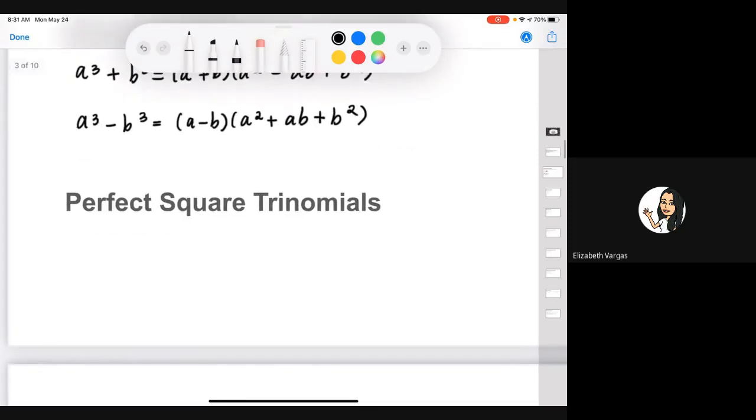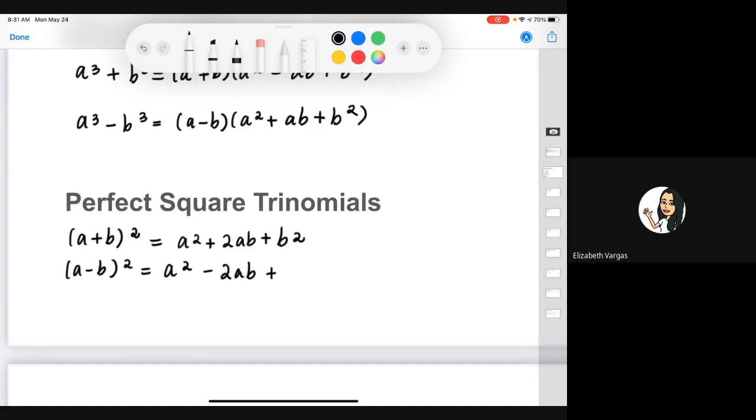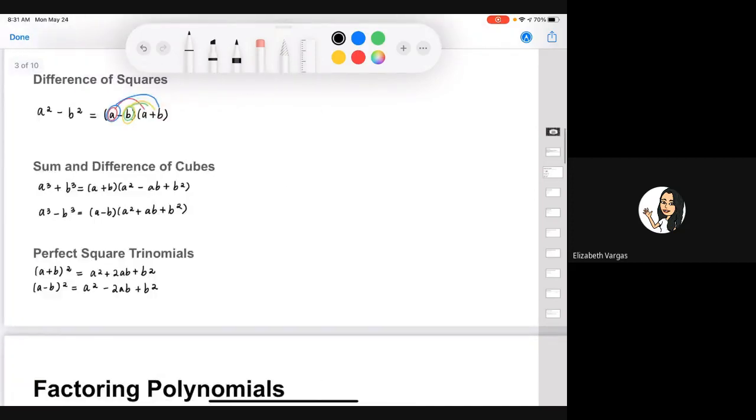And then lastly, if we have perfect squares, for example, if we had an expression that looked like this, it would get factored out to look like this. If we had something that looked like this, then it would get factored out to look like this. So these are certain types of polynomials. Basically, if they follow these forms, then we have these specific formulas that we can use to factor those polynomials to the very simplest form.